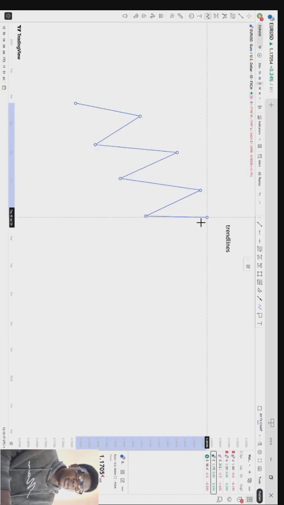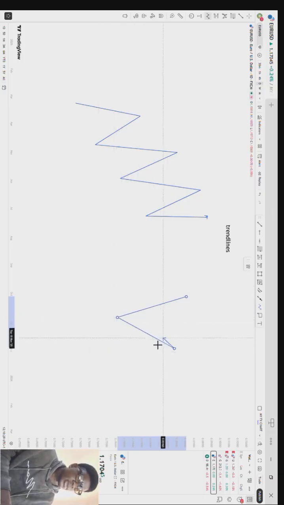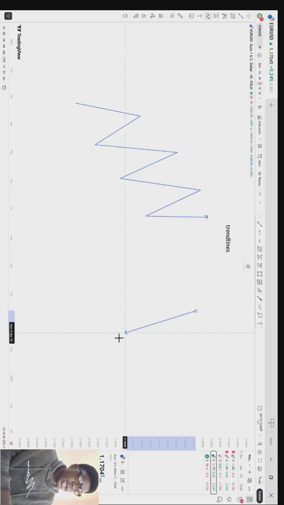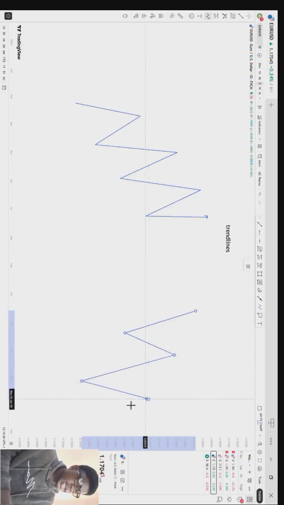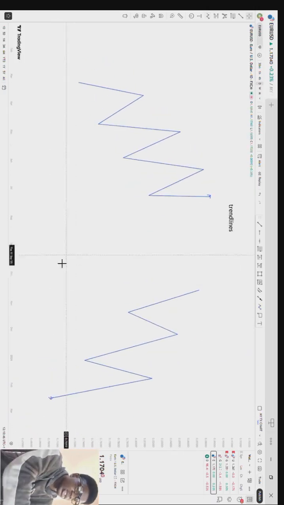And for a downtrend, we have a high, a low, a lower high, a lower low, another lower high, another lower low, like that. That's a downtrend. Now for these two, we all know this is an uptrend and this is a downtrend.